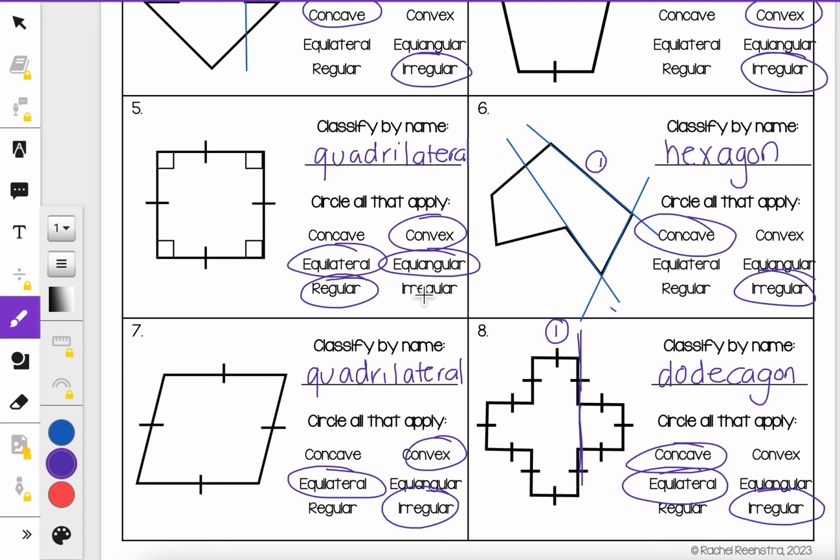And that's pretty much it for just classifying and naming polygons.